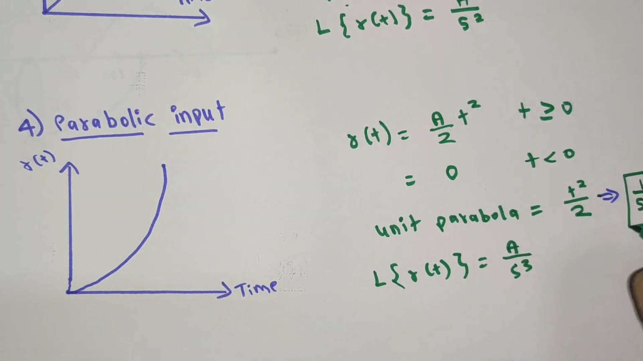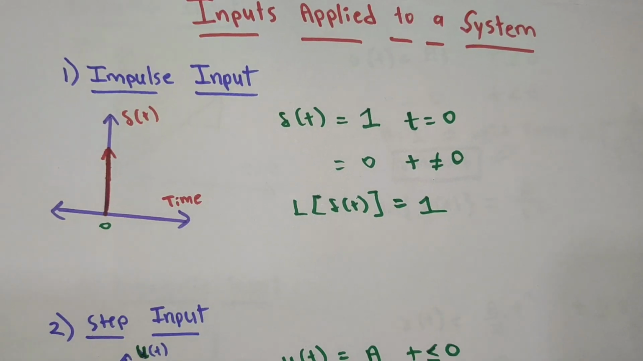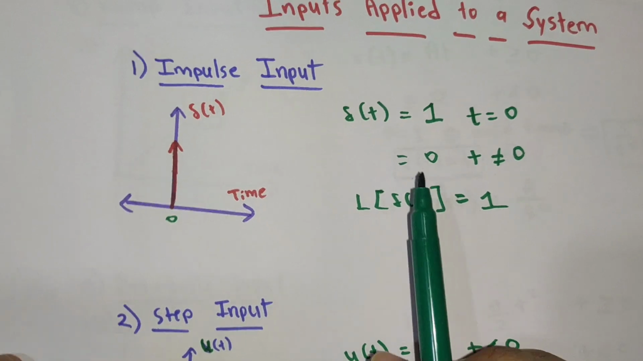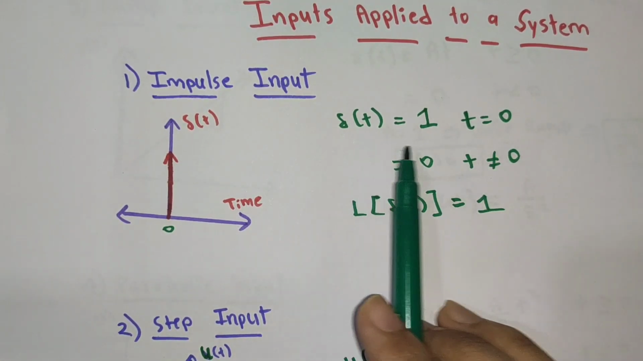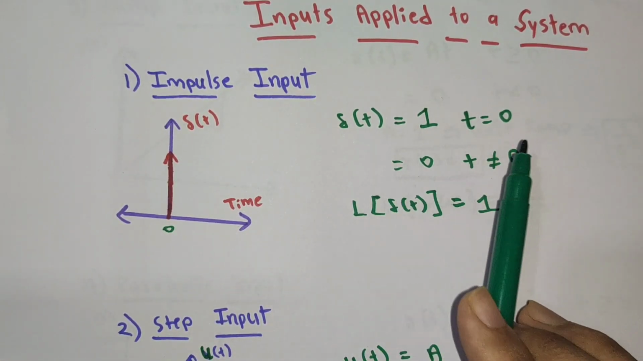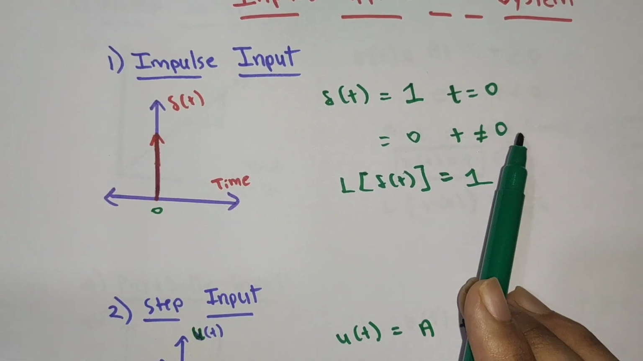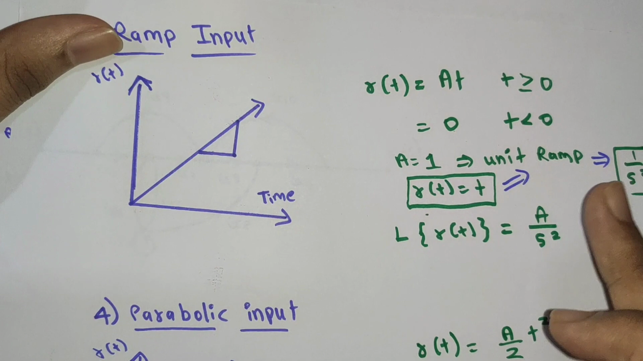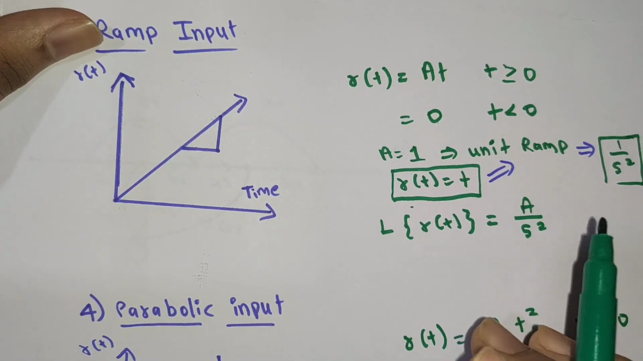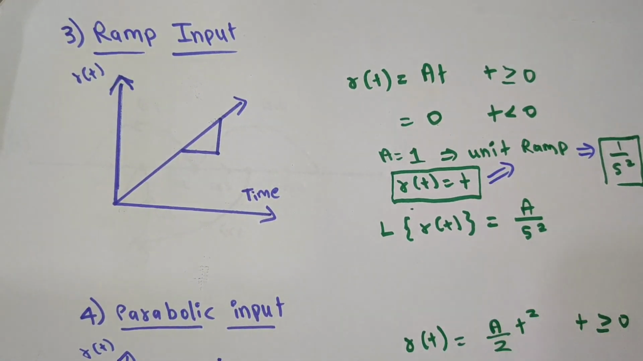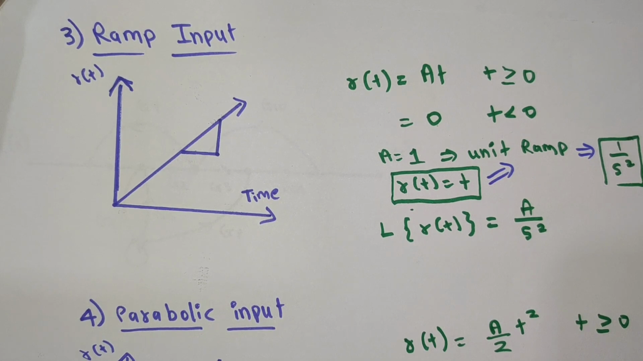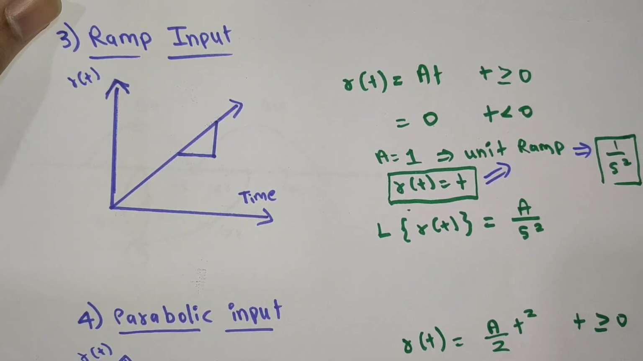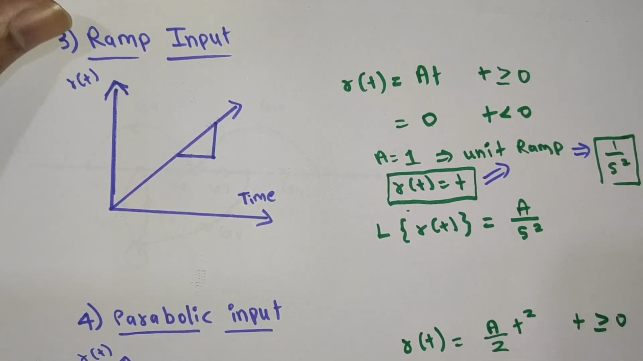These conditions which we have done over here, the conditions for the impulse input, that it is equal to 1 at which time, and these conditions for all the four must be known to you before we solve the further sums. And this is just the basics for solving your other sums related to the steady state response and transient response.